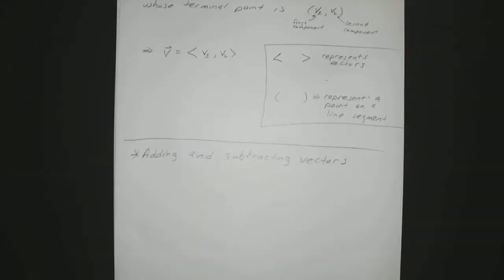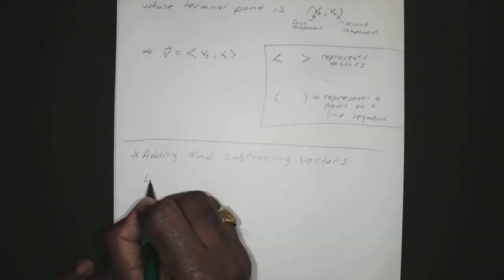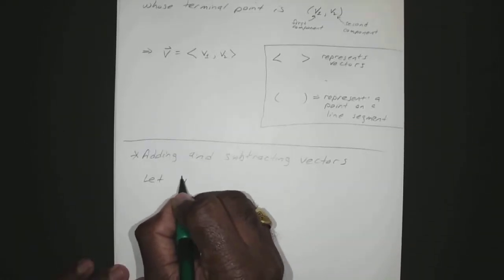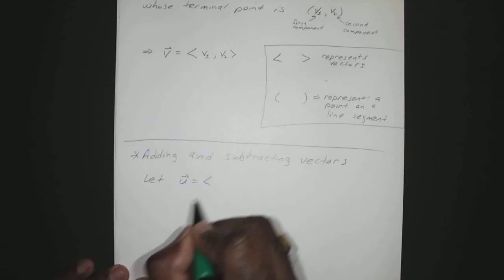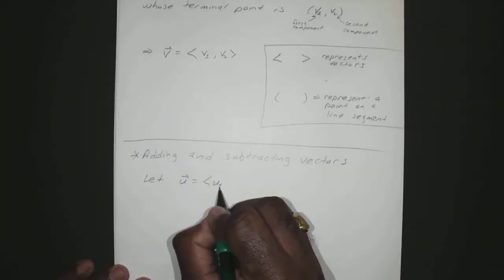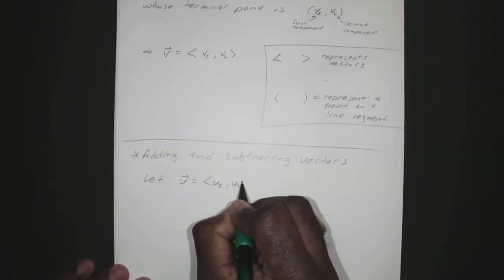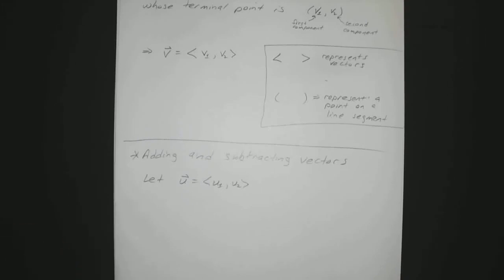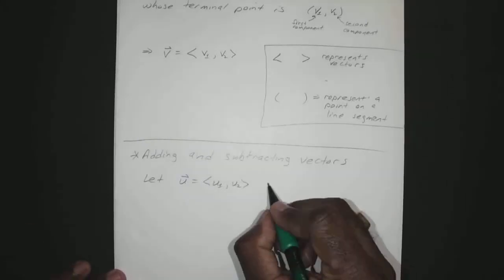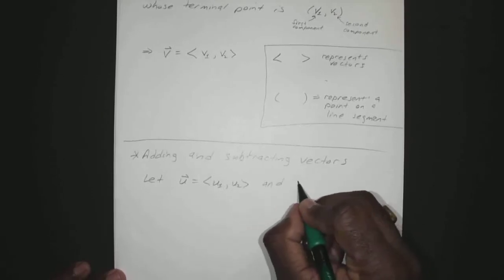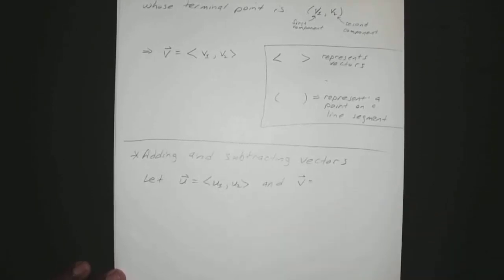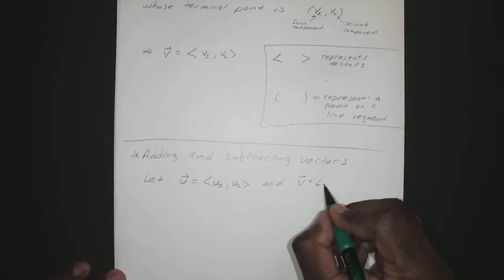Okay. And this is one of those things where it's not hard, but there are just so many of them, you have to really practice them to make sure you understand them. So let's say we let the vector u have components u1 and u2. Some books use a and b, some use x and y, but I just use u1 and u2. And we'll let the components of vector v be v1 and v2.